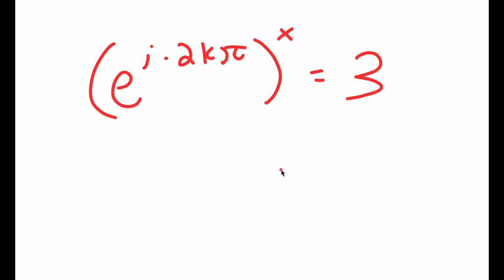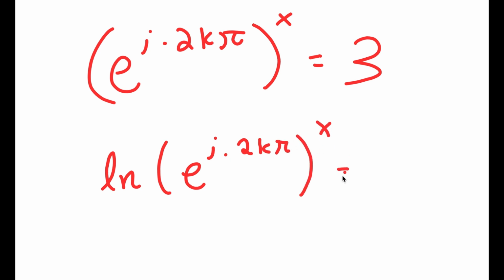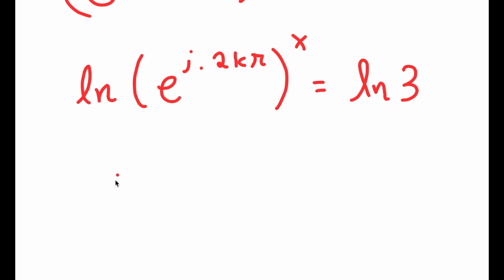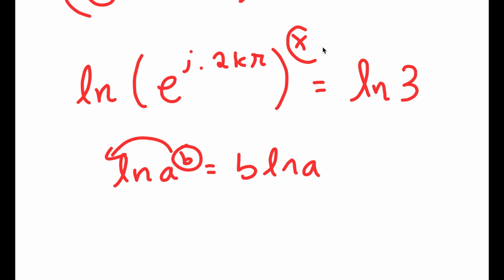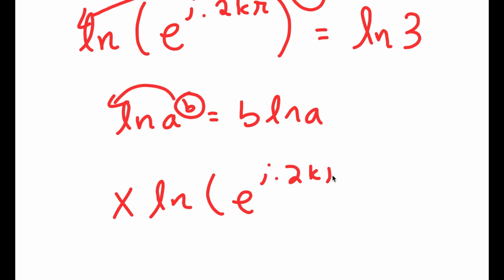So now, to solve this, I'm going to do what I did at the start. I'm going to take the natural log, or ln, on both sides. So I get ln of e to the power of i times 2k pi, all to the power of x, is equal to ln of 3. Now, if I have something in the form ln a to the power of b, I can move this exponent b to the front, so I get b times ln a. In this case, I can move x to the front, so I get x times ln of e to the power of i times 2k pi is equal to ln 3.